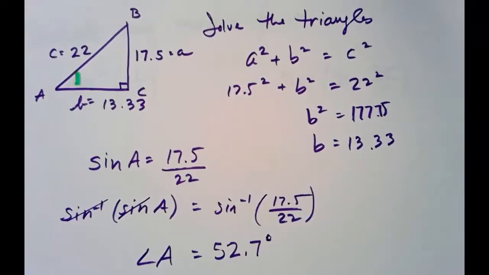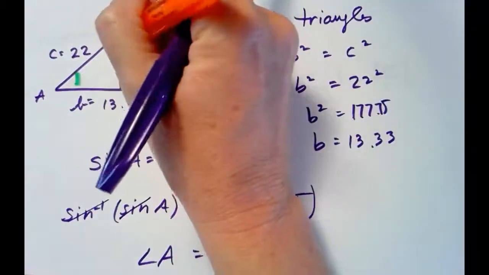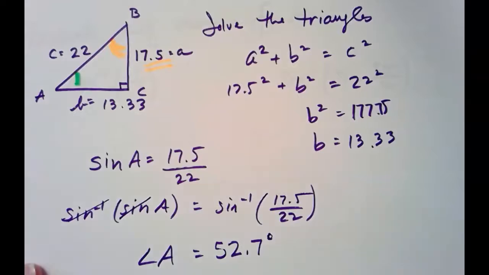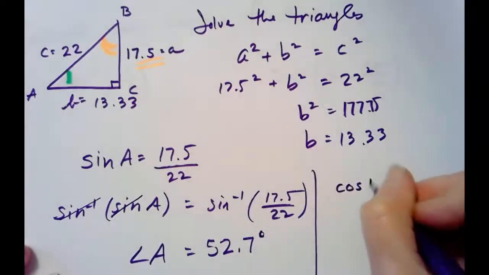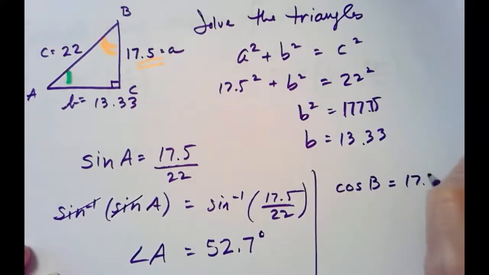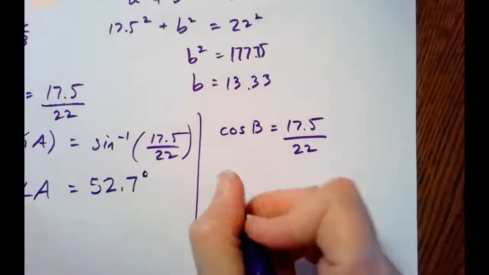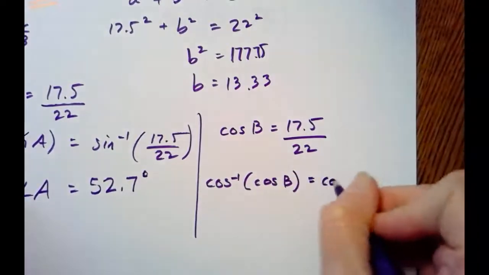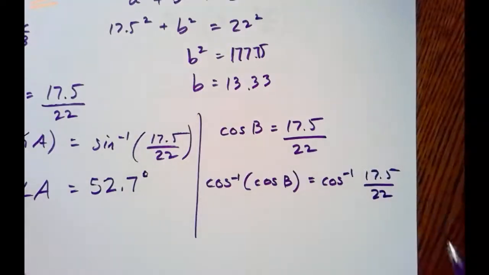If we want to find angle B, let's consider angle B as our angle in question. So side A will be our adjacent side. So this time we can use the cosine function, cosine inverse. So the cosine of angle B is equal to the adjacent side over the hypotenuse. So once again, let's take the cosine inverse of both sides. Cosine inverse of cosine B equals the cosine inverse of 17.5 over 22.